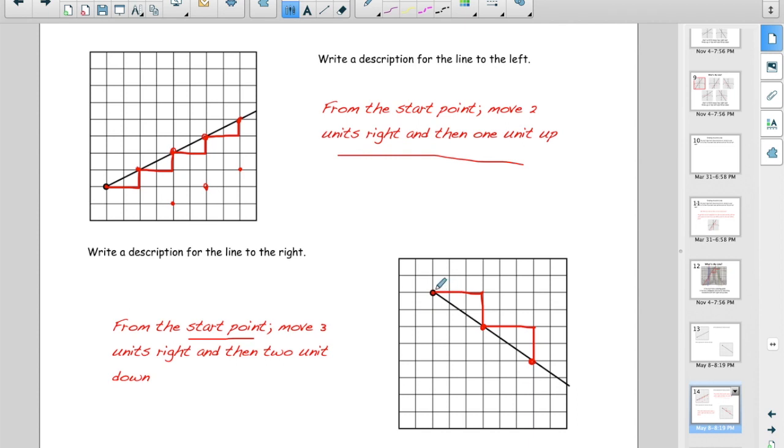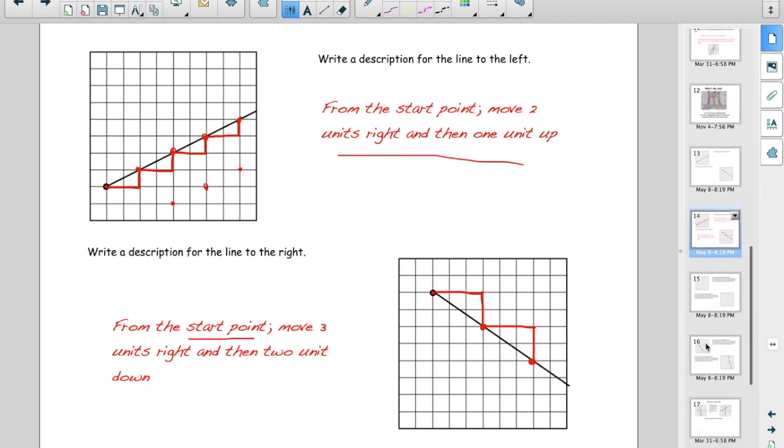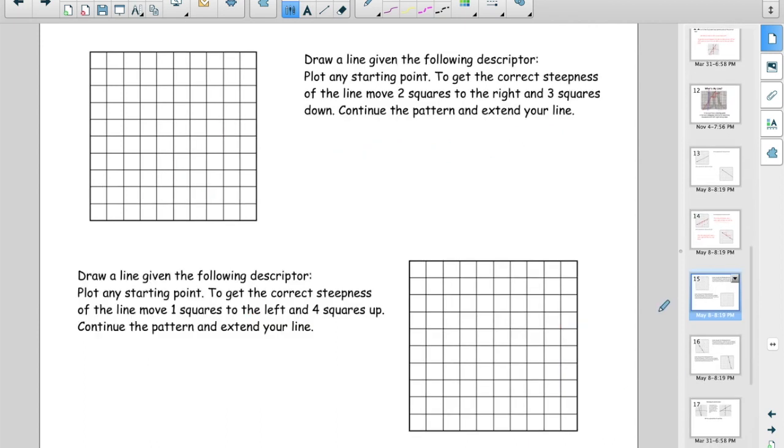Where is the start point? It had been already marked for us. And then we have a descriptor of the slope in terms of left, right, and up, down moves. All right, what are we going to try next?